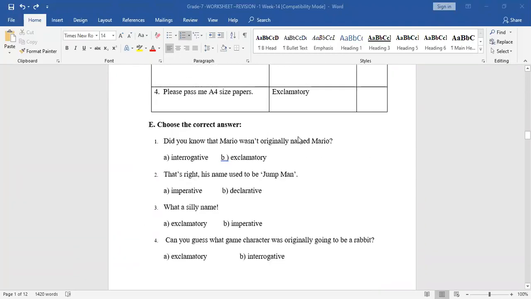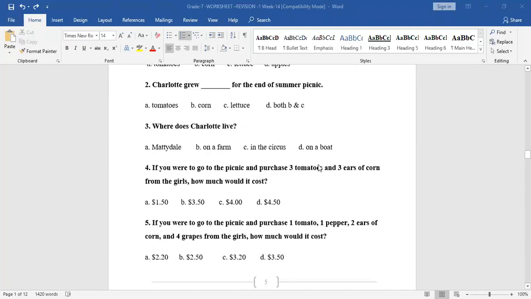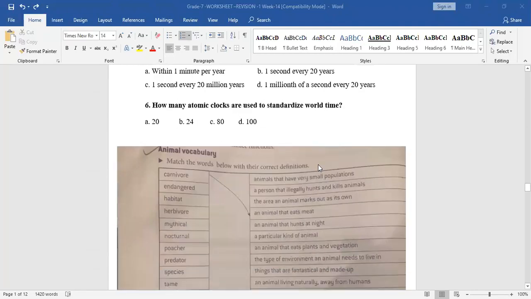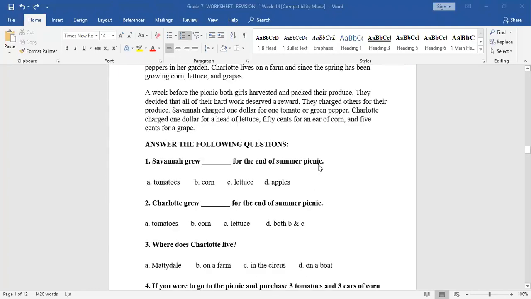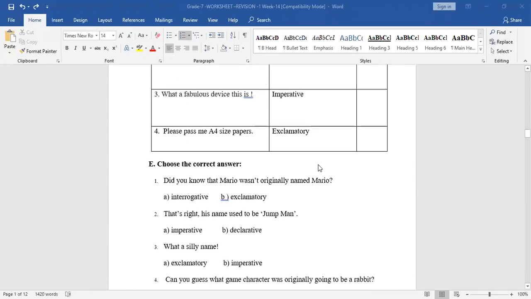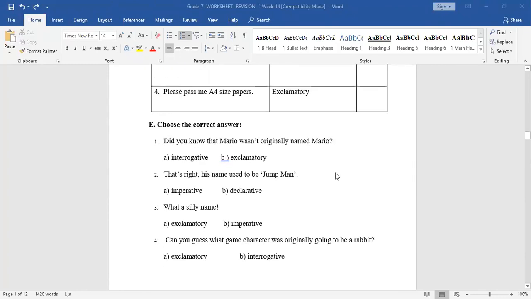So number E, choose the correct answer. Because we have almost finished, I don't want to go further. We will finish faster. This week we don't have a class tomorrow or the day after tomorrow, but we have class on Wednesday and Thursday, and Sunday. So on Wednesday we will finish all this because there is one listening worksheet also for you.